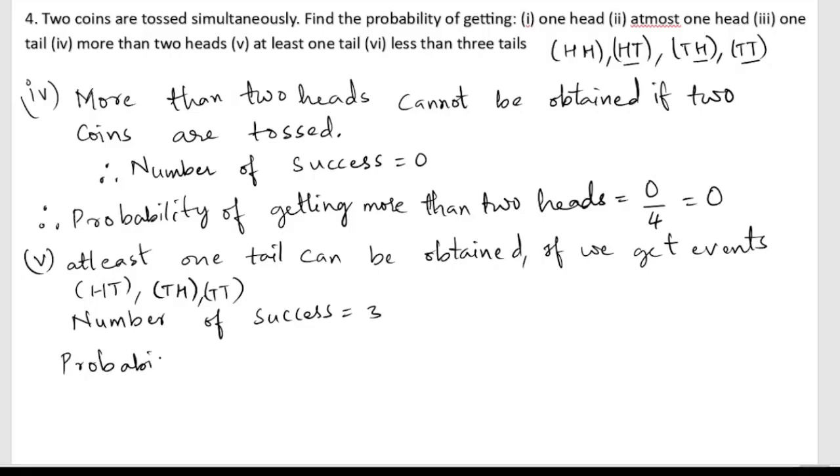Now let us find out the probability. The probability of getting at least one tail is, the total number of success we got is 3 and the total number of outcomes is 4. So we got 3 by 4. Now let us do the sixth bit.